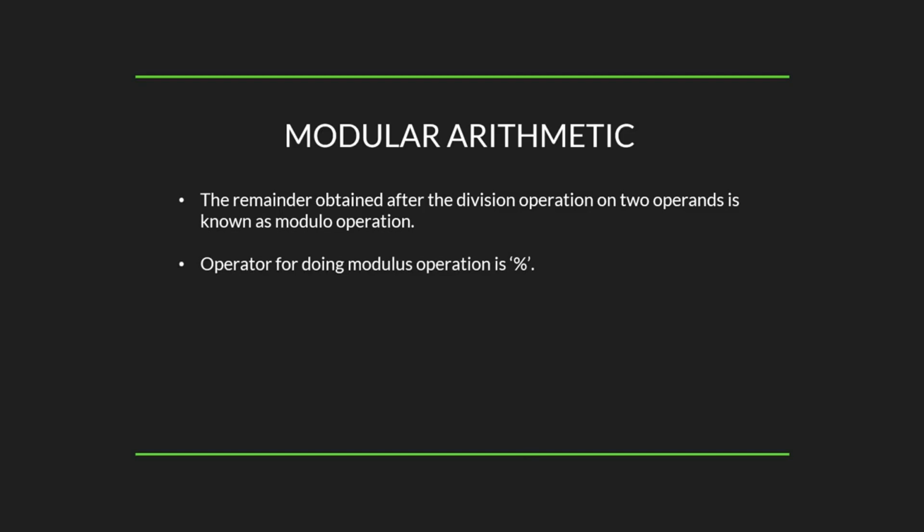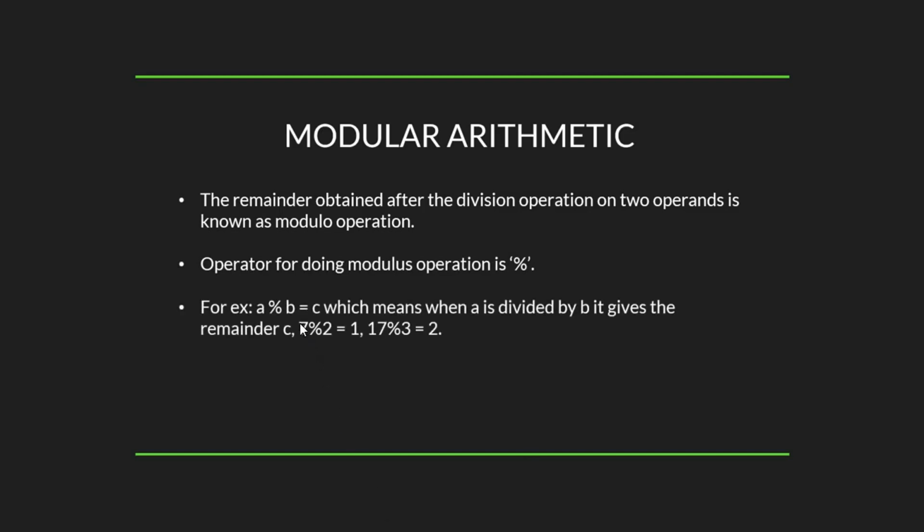For example, if a mod of b is equal to c, which means that when a is divided by b, it gives the remainder c. So let's say that you want to find 7 mod of 2. So 7 mod of 2 will be 1 as the remainder is 1.